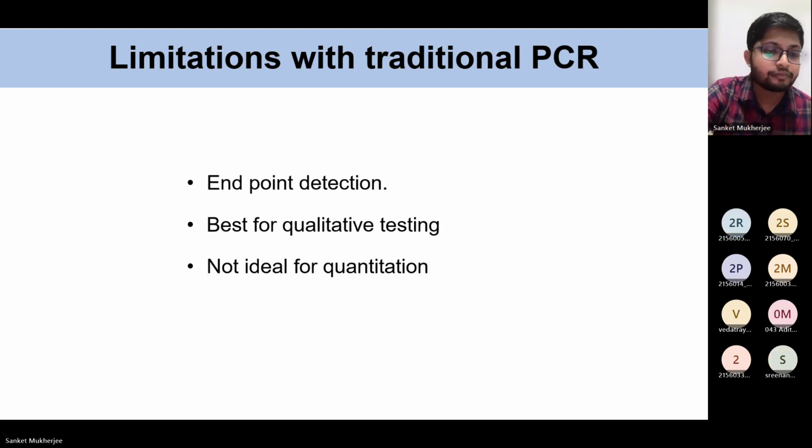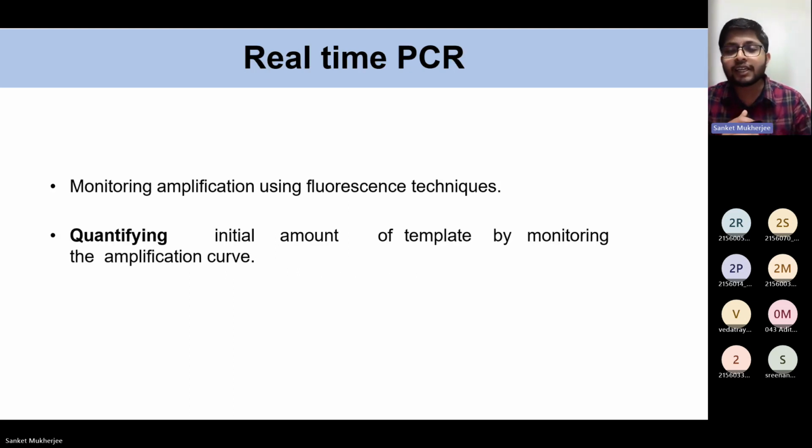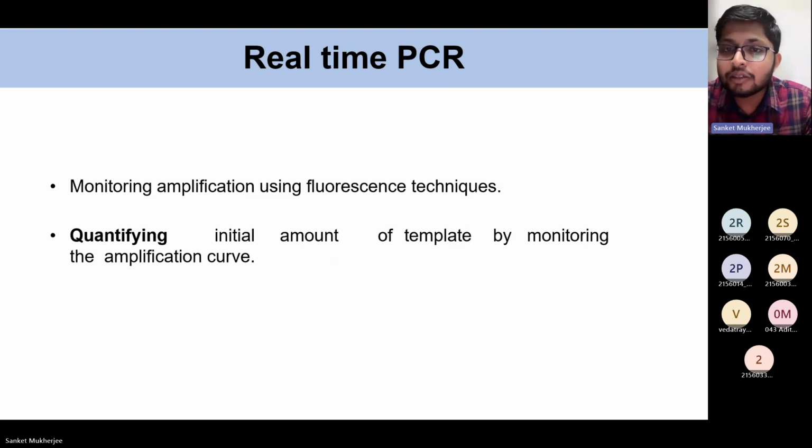Okay, so in real-time PCR we monitor amplification using fluorescence techniques. We use fluorescence dyes for this purpose, and we quantify the initial amount of template by monitoring the amplification curve. We have seen the amplification curve. That's how we find out how much DNA was present initially.